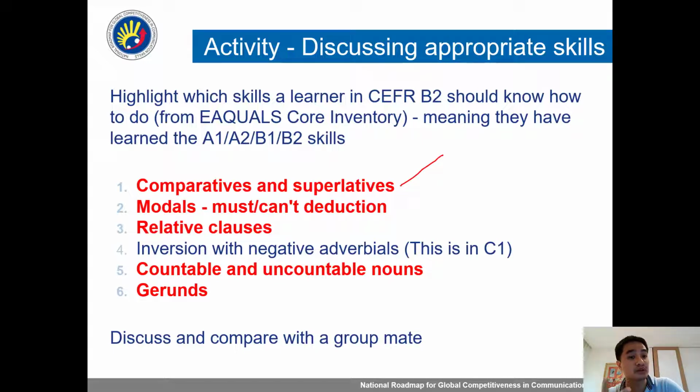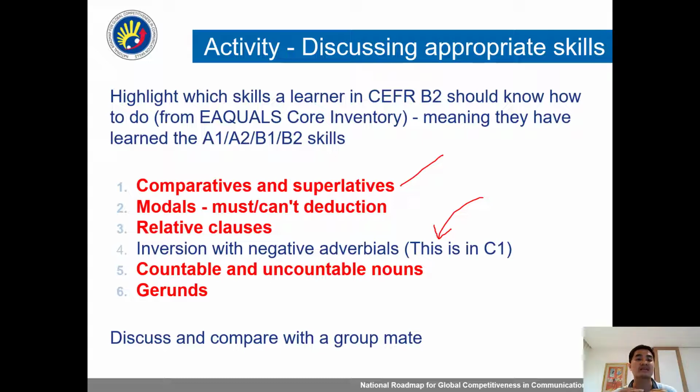They should know how to use modals, which is must, can't, relative clauses, countable and uncountable nouns, gerunds. They should know how to do this, but you don't expect them to do the C1 level work, right? So the CEFR does not tell you what to teach, but it will also tell you what a learner should or shouldn't know, and it helps you figure out what I have to teach them. So it's very helpful for language teachers, book developers, etc. So we're able to grade people a certain way.